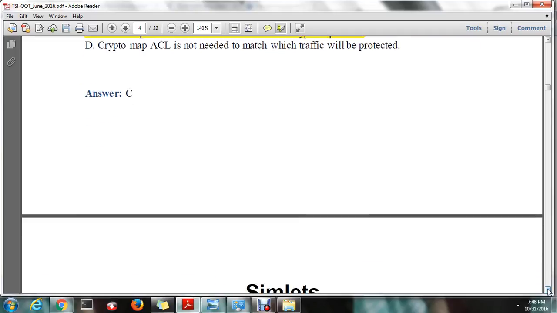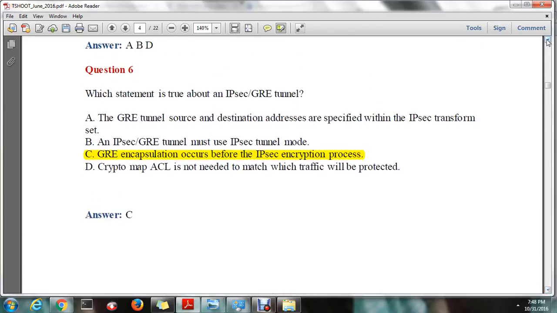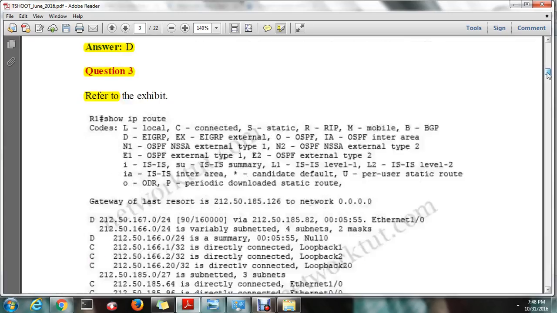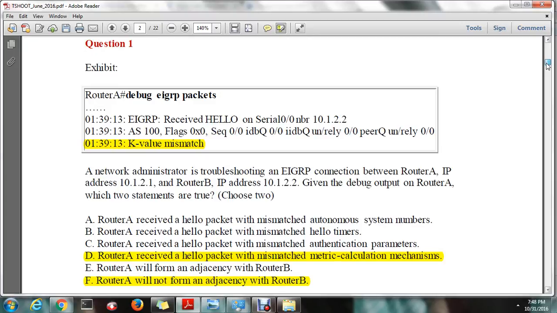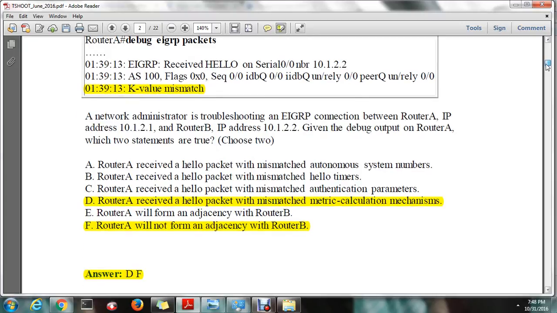So next, we are going to see the OSPF simulations in upcoming days. So we will go and revise these questions once again. See, this first question is debug EIGRP packets. We are executing that debug command to check what the issue is on EIGRP. It's a K value mismatch. K value mismatch is nothing but a mismatch in the metric calculation mechanism. And if there is a K value mismatch, router A will not form adjacency with router B.